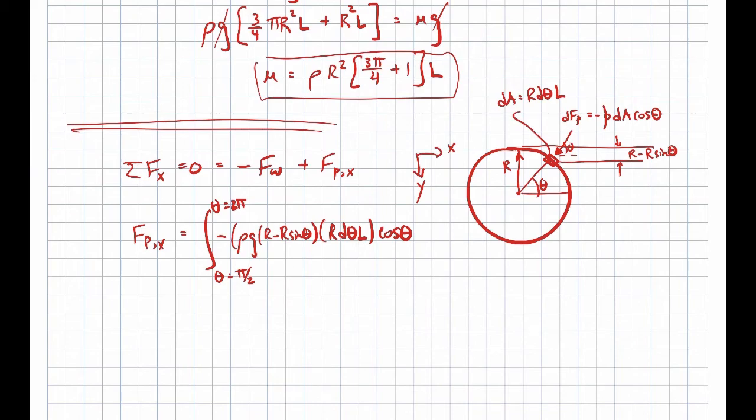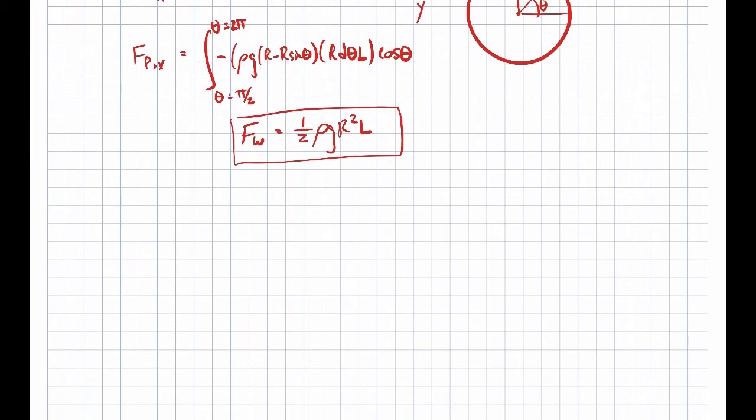And again, I'm not going to go through the math of it, but when you go through it all, you'll get that the pressure force at the wall comes out to be 1/2 rho g r squared times L when you substitute everything in and solve. Okay, so that's the wall force. And now there's another way we could get that.